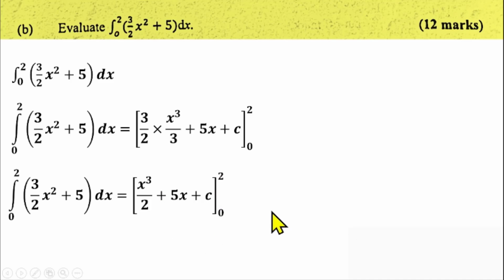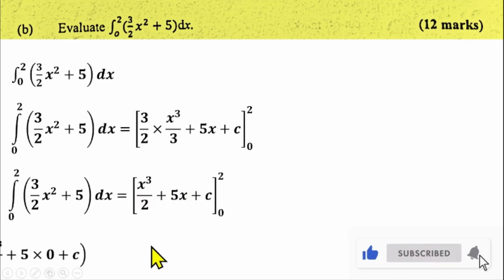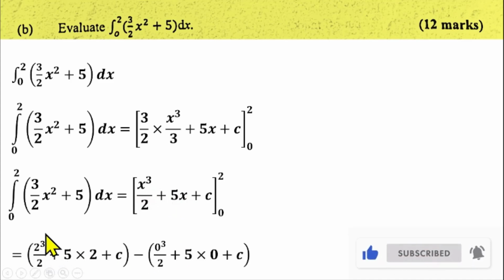Now you can put the limit. For the first limit you have 2, so you put it in wherever you see x. Then minus, you put the second limit, which is 0, wherever you see x as well, and that will give us this. You have 2 raised to power 3 over 2 plus 5 times 2 plus c, minus the second limit, which is 0. You put it there and here as well: 0 cubed over 2 plus 5 times 0 plus c.